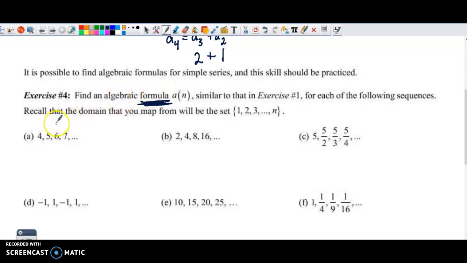And my advice is based off of, is there a common difference? Question mark. Or is there a common ratio? Question mark.